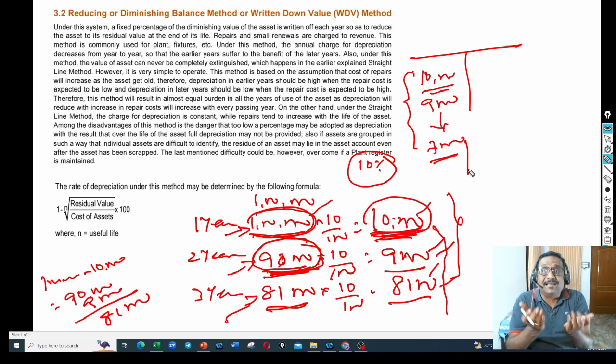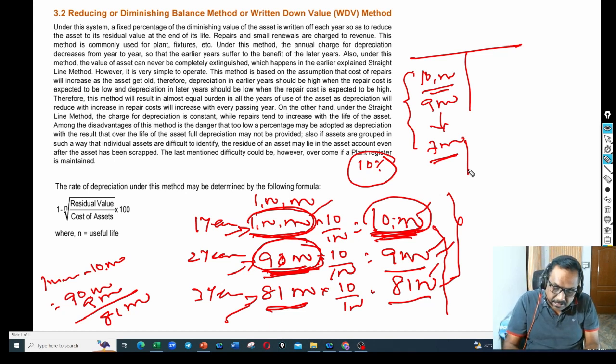So you can balance your repairs and the depreciation, because in initial stages you are charging higher depreciation in the diminishing balances method, when the repairs and maintenance cost will be less. Whereas in the straight line method, how did we used to calculate depreciation? We used to calculate depreciation based on the original cost of the asset. Since we are calculating a fixed amount of depreciation, every year depreciation is going to be common.